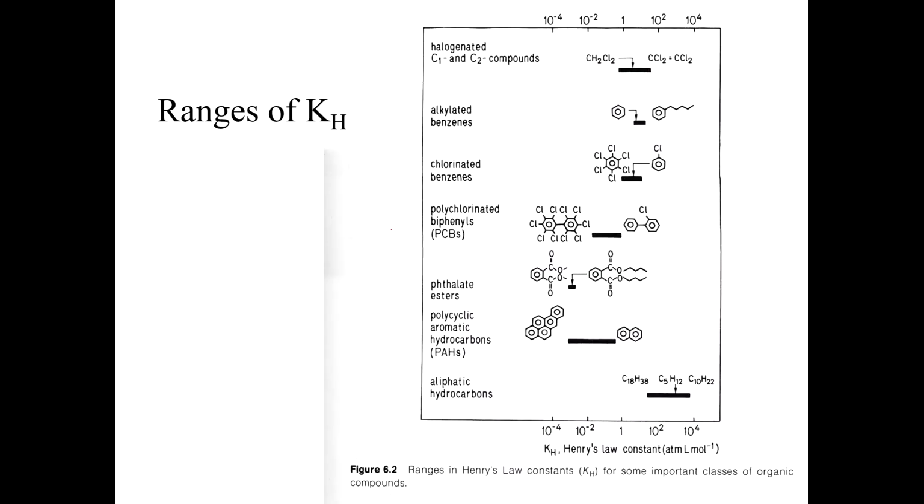So we have again this figure from the original, first edition of the textbook, which showed you the ranges of Henry's Law constants that you might expect here for the same classes of organic compounds that are typically of importance to us as environmental organic chemists. And what I want to point out is that we're going from about 10 to the 4 to 10 to the minus 4. And that's actually a fairly short range.